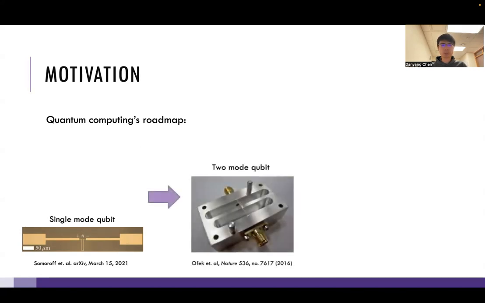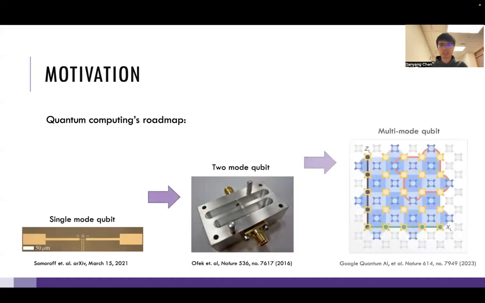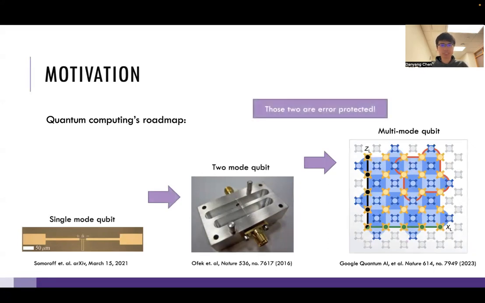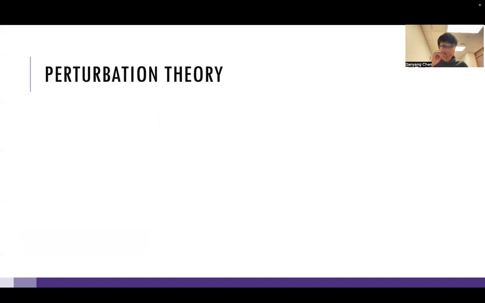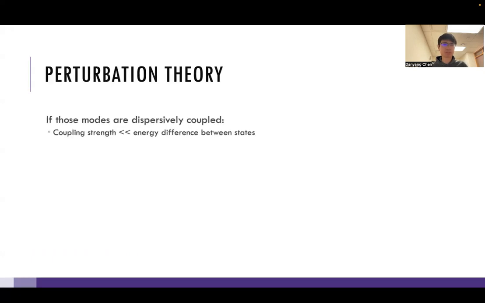So here is an example. We store the information into a cavity and use an ancillary qubit to correct it. Or we can store the information into multiple qubits so that those qubits are error protected. And here is where perturbation theory is probably useful for studying those multimode systems.